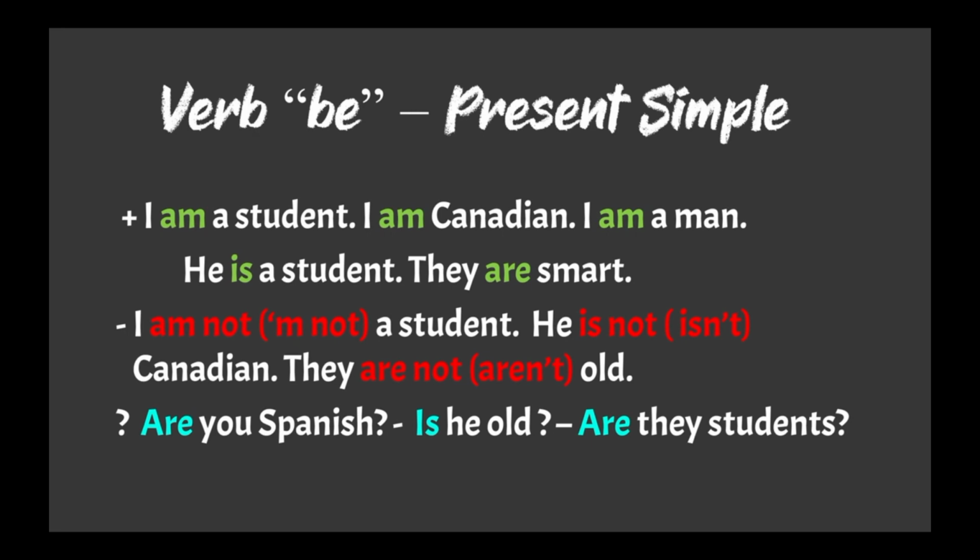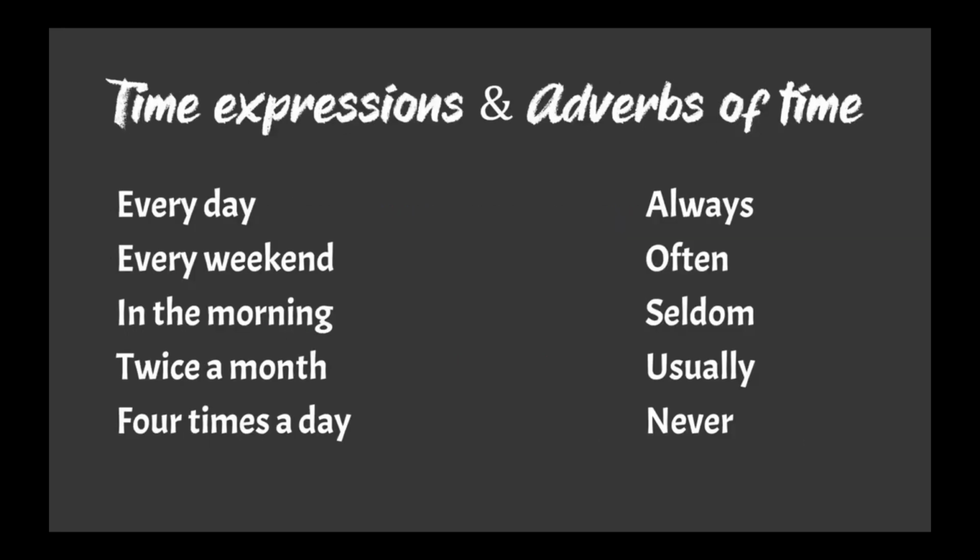So what about a question? Well, in a question, we just have to invert the subject and the verb to be. So, are you Spanish? Is he old? Are they students? So that's the present simple for the verb to be.